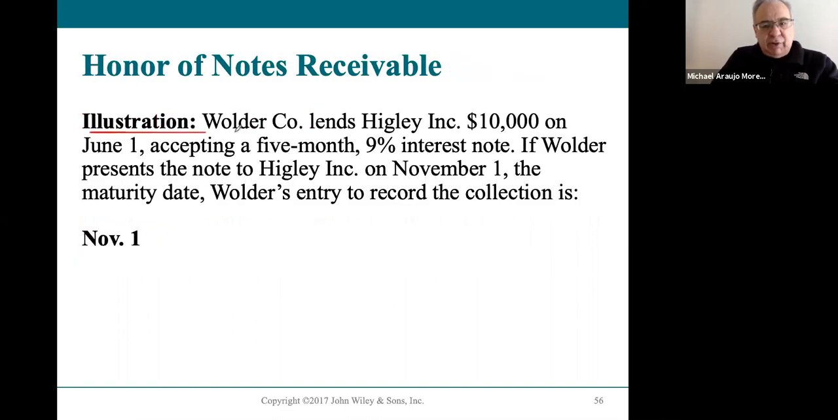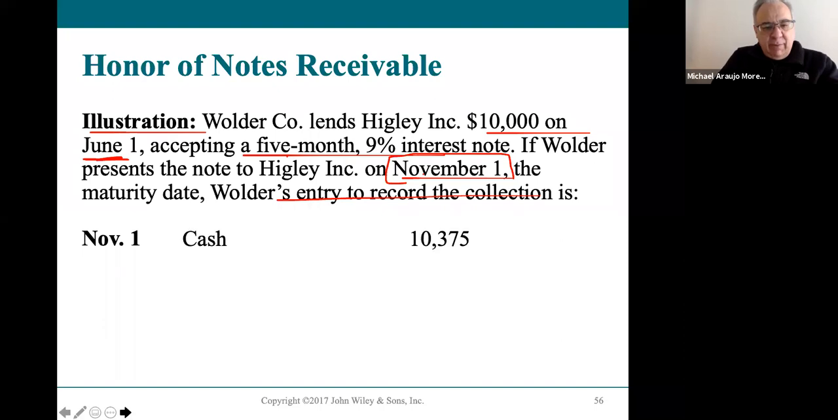So here is an illustration from one company to another. Wolder lends Higley $10,000 on the 1st of June, accepting a 5-month 9% note. If Wolder presents the note to Higley, November the 1st would be the maturity date. November the 1st is 5 months from June the 1st. Okay, July, August, September, October, November, 5.